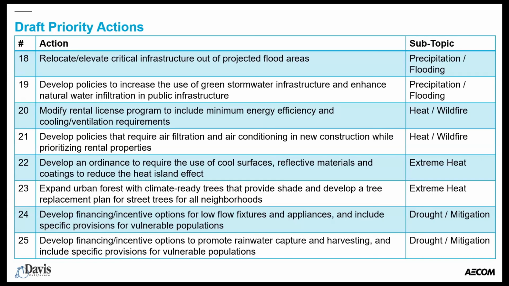Develop an ordinance to require the use of cool surfaces, reflective materials, and coatings to reduce the heat island effect. Expand the urban forest with climate-ready trees that provide shade and develop a tree replacement plan for street trees for all neighborhoods. Develop financing and incentive options for low-flow fixtures and appliances and include specific provisions for vulnerable populations. And then finally, develop financing and incentive options to promote rainwater capture and harvesting, and again, include specific provisions for vulnerable populations.